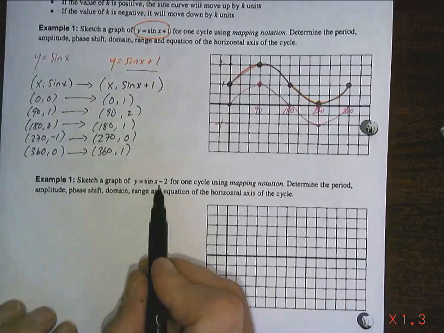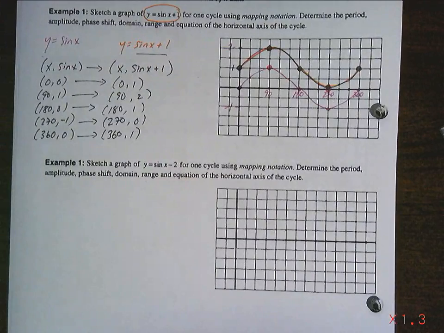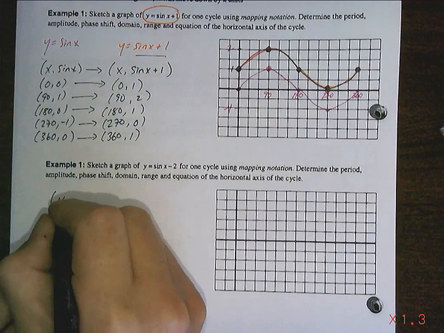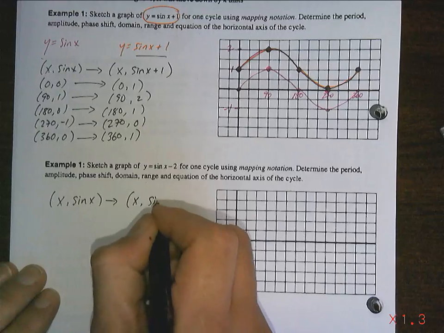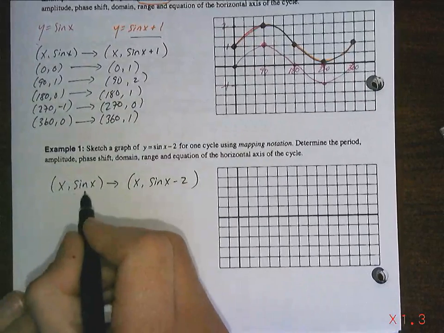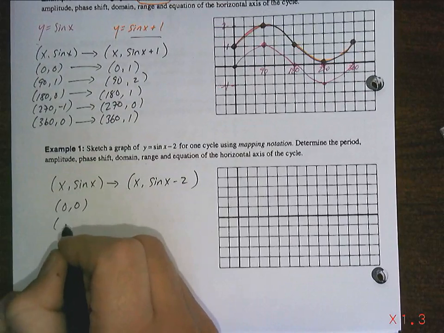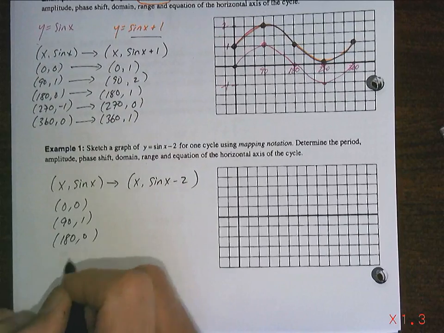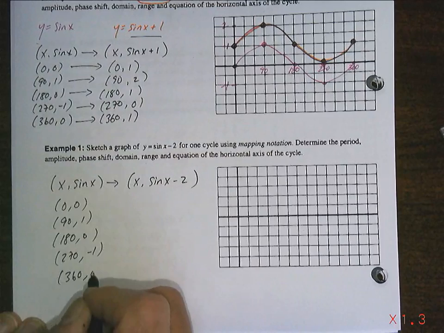y equals sine x minus 2. Let's do this one with just point notation first, because I've never done that, have I? Okay, so here's point notation. It's going to look like this. x, sine x goes to x, sine x minus 2. So I got to know all the important points that are on the sine x for one curve, and that's going to be 0, 0, 90, 1, 180, 0, 270, negative 1, and 360, 0.